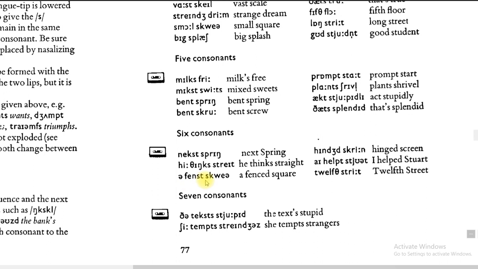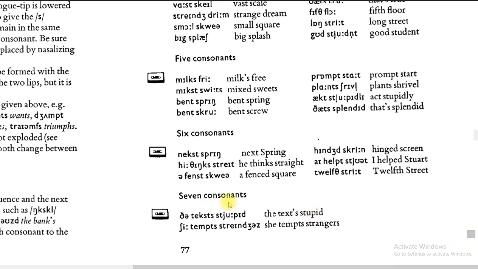A fenced square, a fenced square. So the first word ends with n, s, t, and the next word starts with s, k, and w. So you'll have 6 consonants in sequence. And finally you have 7 consonants in sequence.